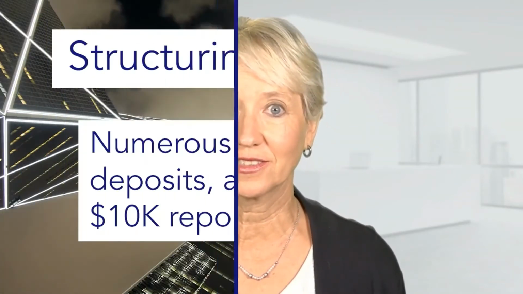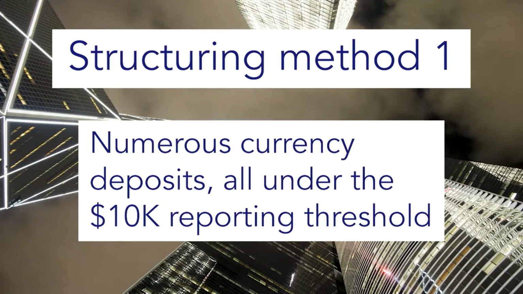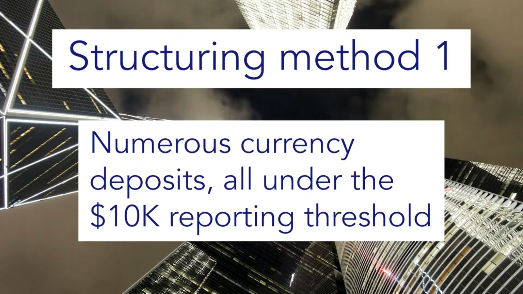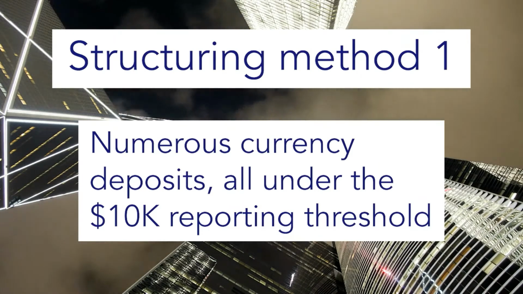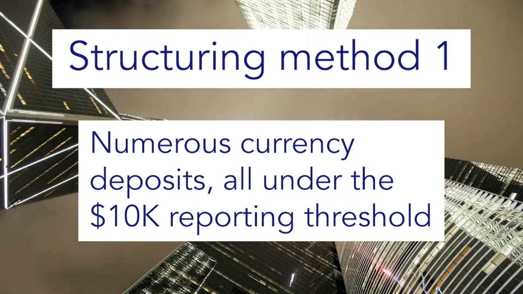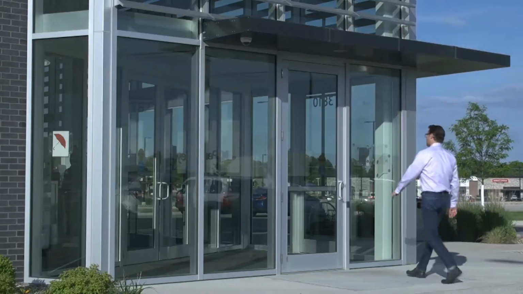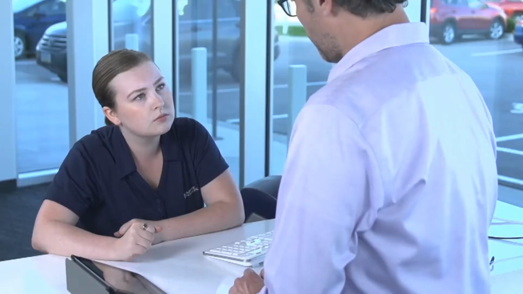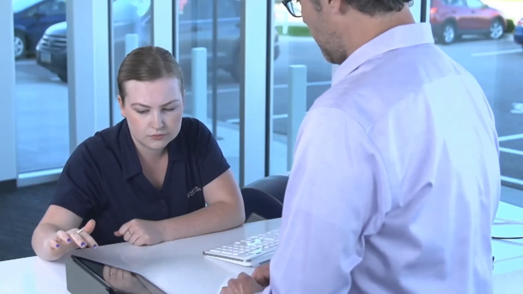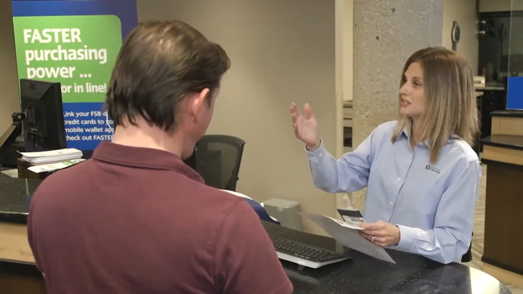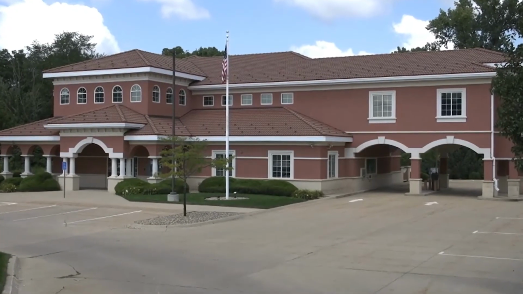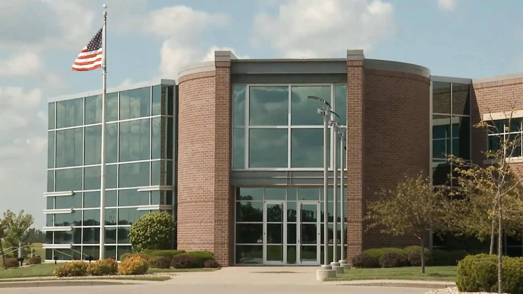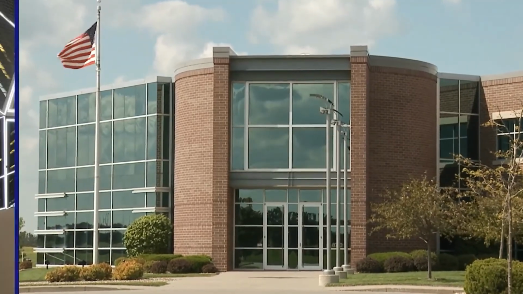There are generally 3 ways to structure transactions. One is to make numerous currency deposits, none of which go over the $10,000 cutoff for a required currency transaction report. Some money launderers try to get around the $10,000 limit by making multiple deposits to a single account in a single day, but at different branches of an institution. Their hope is that no one will spot the aggregated transactions totaling more than $10,000.